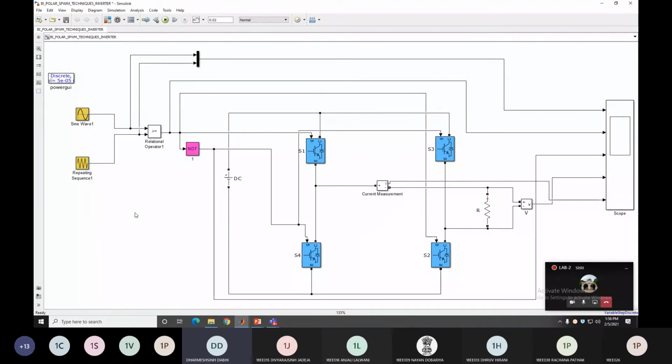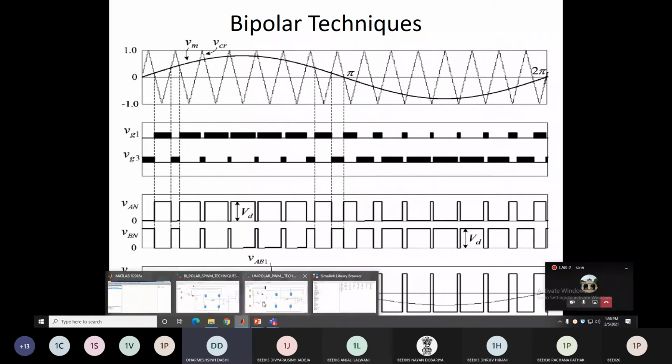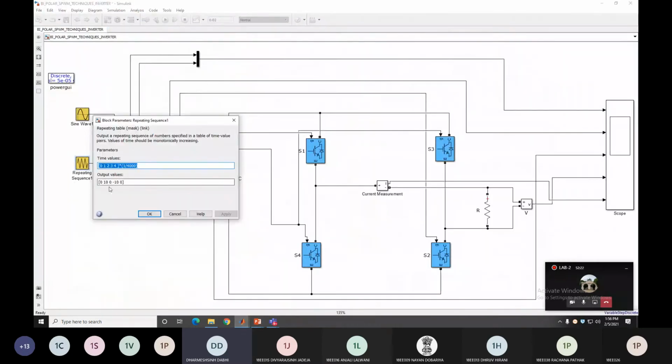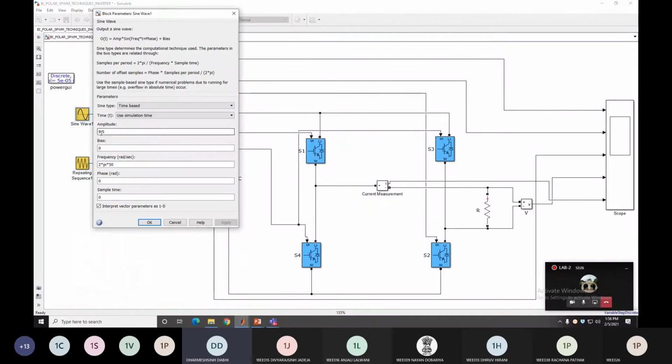So I delete this block. Now our logic is what? Compare the sine wave with the triangular wave. Clear? You can see that the peak of the sine wave Vm is less than the peak of the triangular wave. So that's why we set the peak of this triangular wave to 10 and the peak of the sine wave is less than that, which is 9.5. Clear? You can take any value below 10, but your reference peak must always be less than the peak of your triangular wave. Then you can generate the pulse.